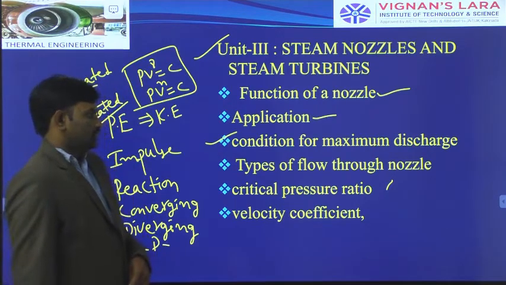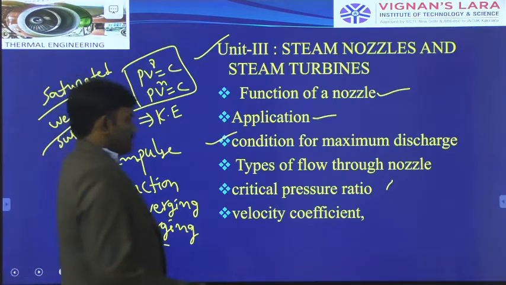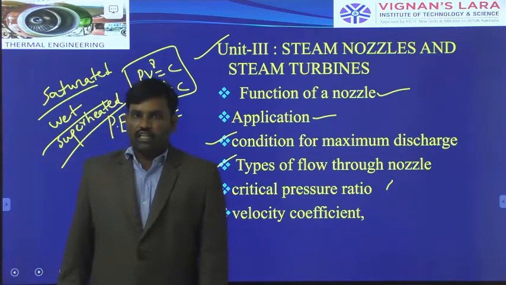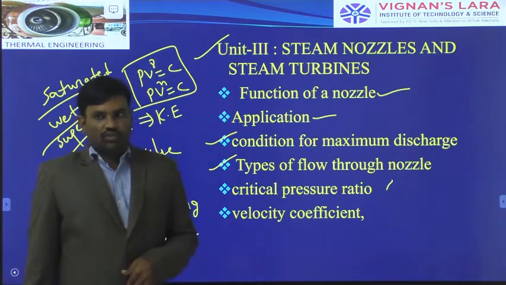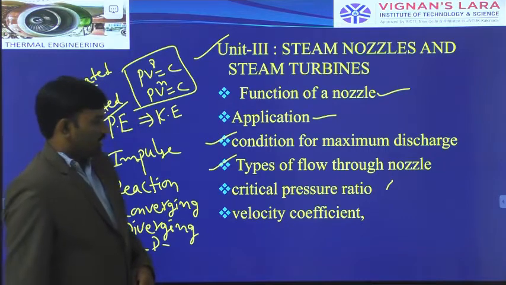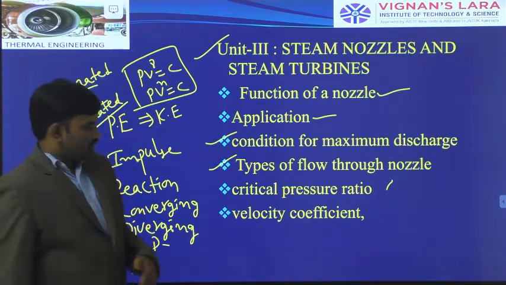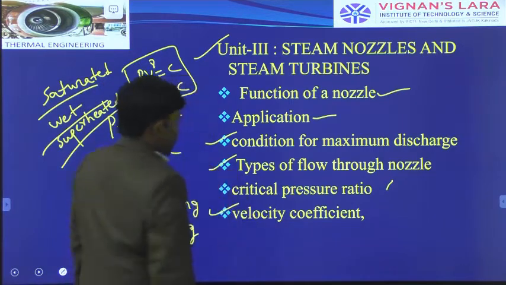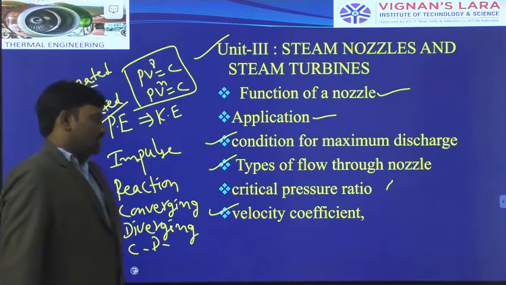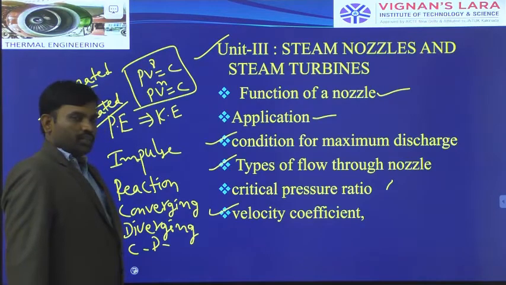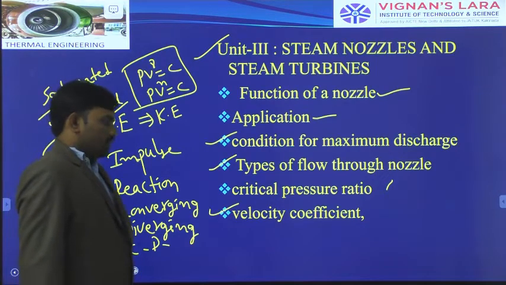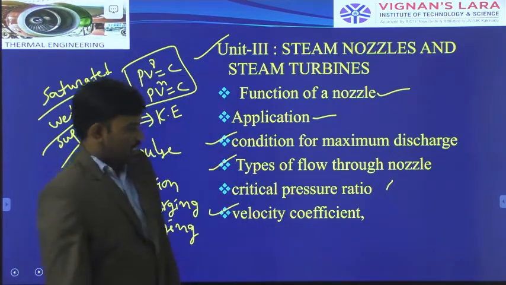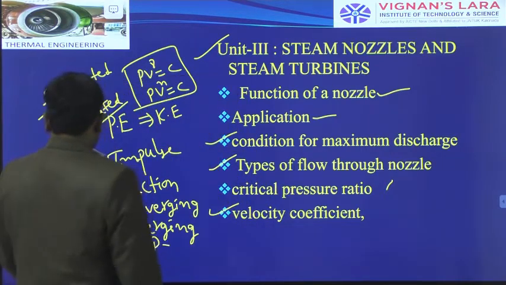Next, types of flow through nozzles. During the flow of steam inside the nozzle body, it generates different flows: saturated flow and superheated flow. And critical pressure ratio, we will see its definition. And velocity coefficient, its definition. During the flow of steam from the nozzle to the turbine, different velocities are produced, and based on those velocities we generate the work output from the turbine.